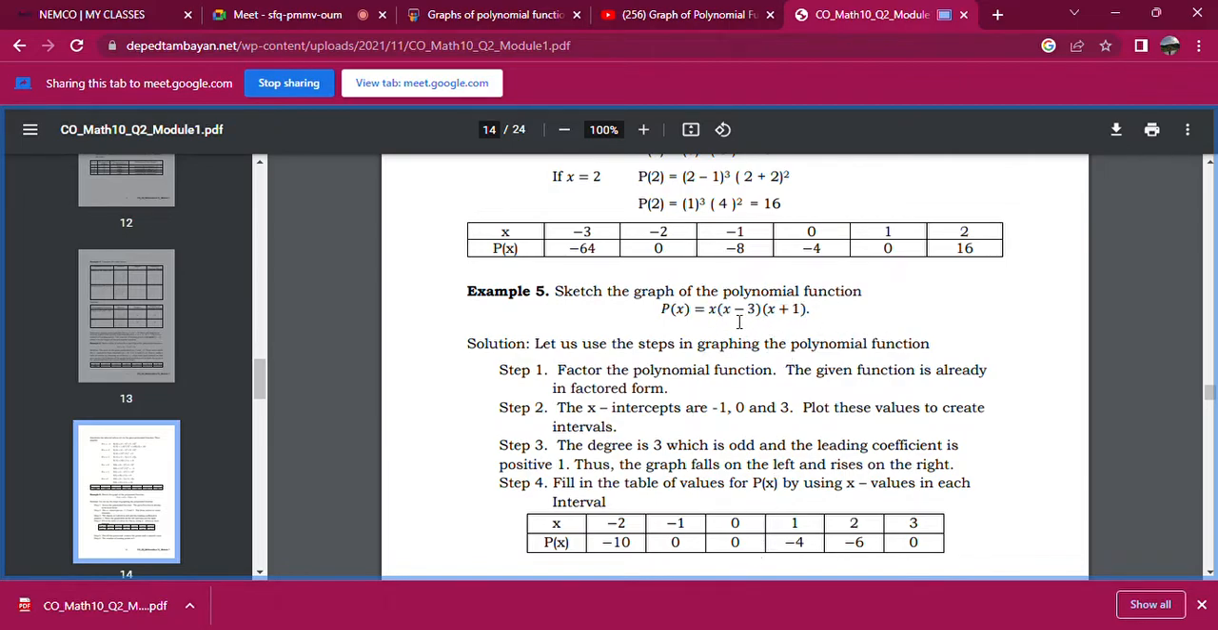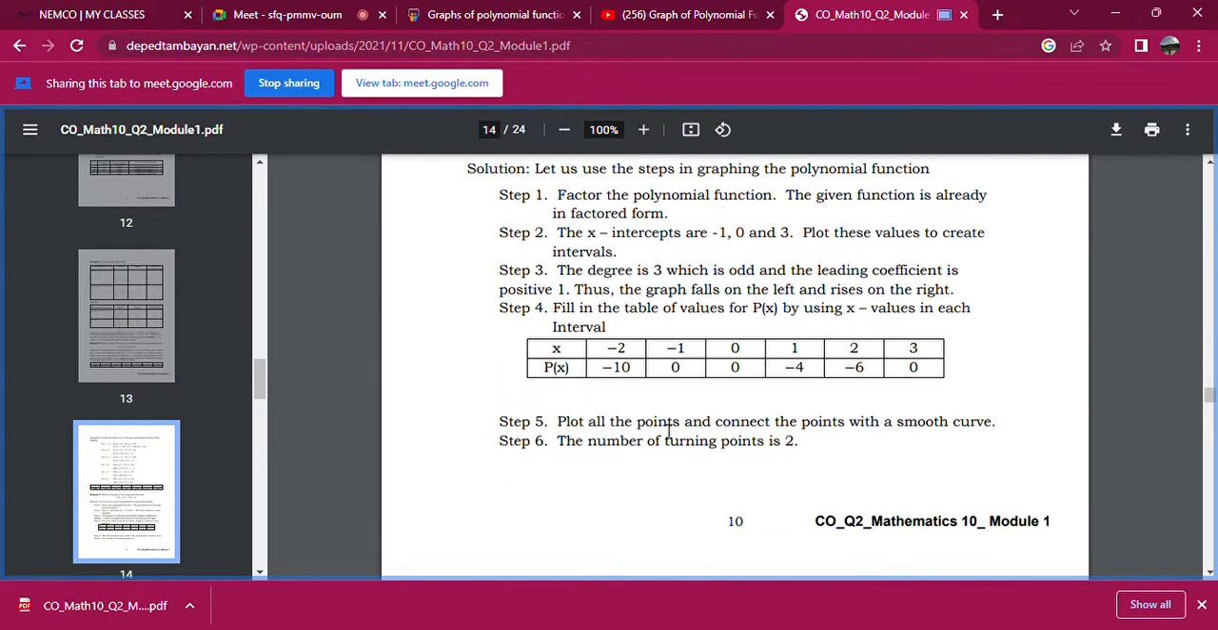But if your x is 1, then your answer is negative 4. If your x is 2, then your answer is negative 6. And if your x is 3, then your answer is 0. And if your x is negative 1, then your answer is 0. And if your x is negative 2, then your answer is negative 10. So, pwede nyo i-check later if you have a lot of time to do it. So you just simply substitute the value of x for you to find the p of x. So mana niyan to mga p of x.